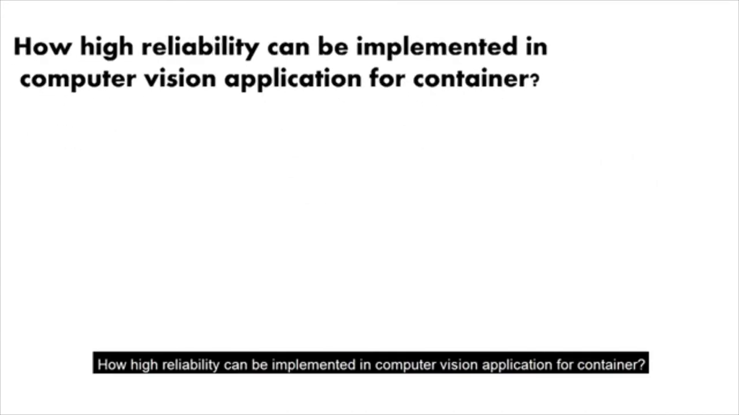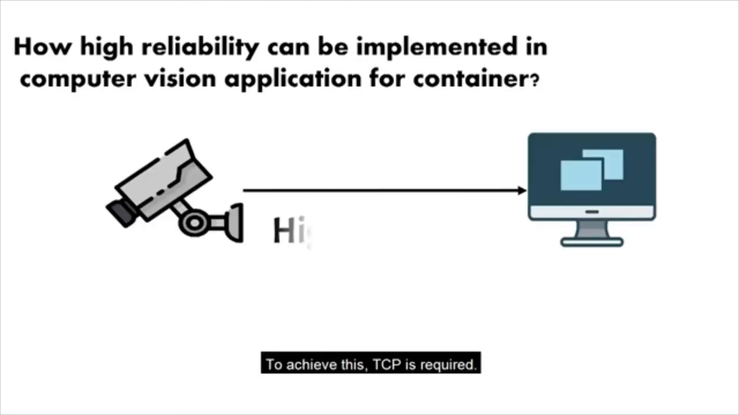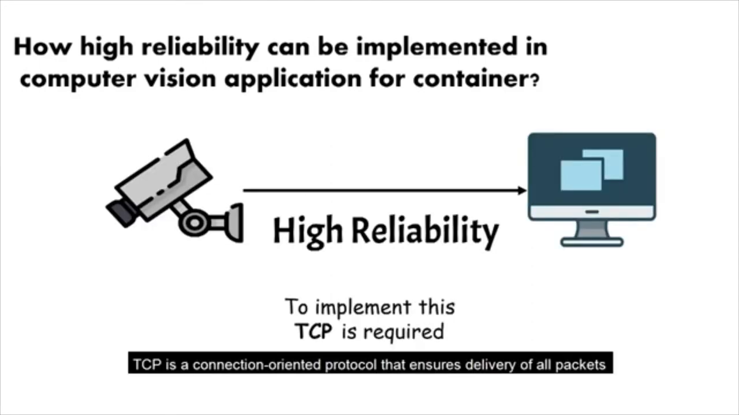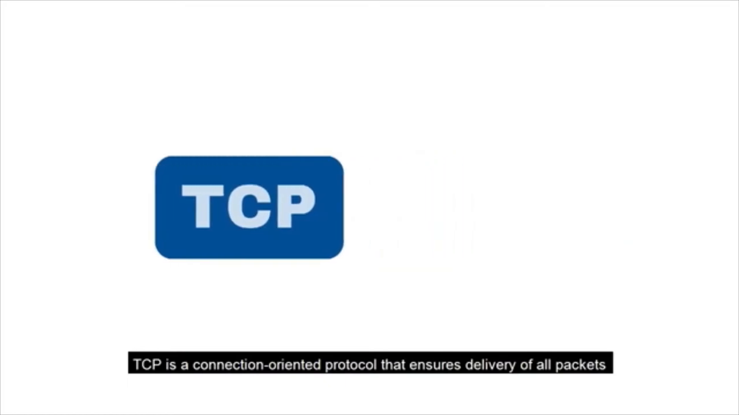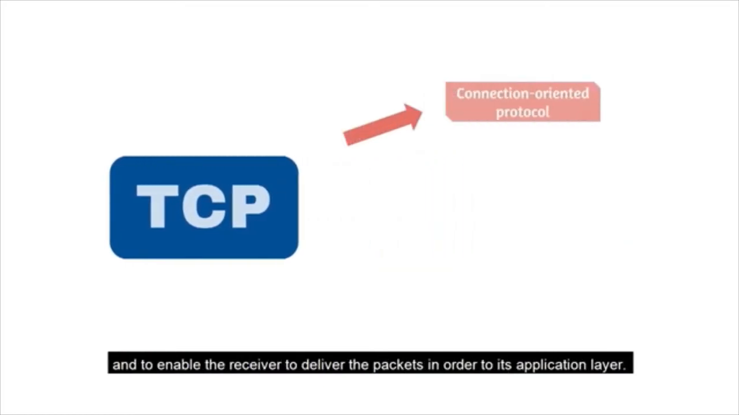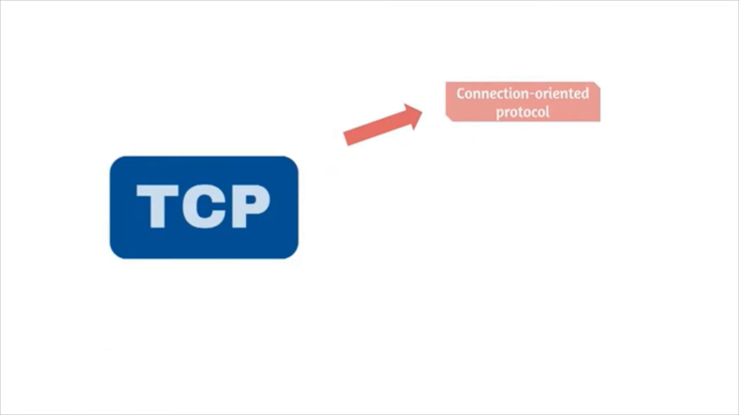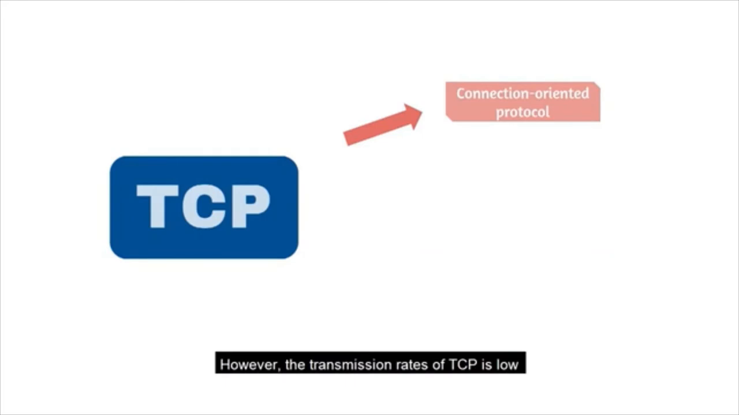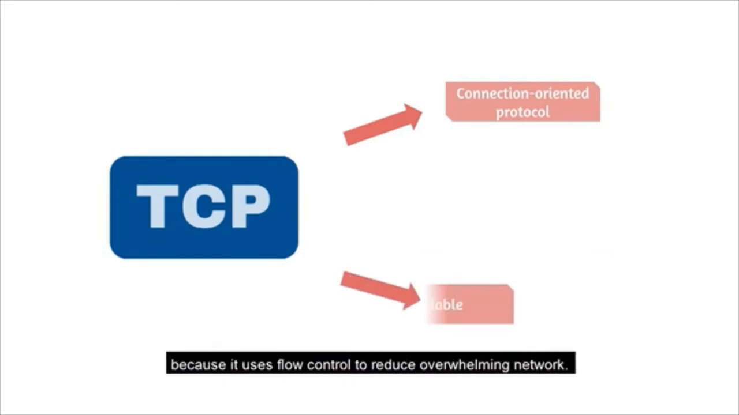How can high reliability be implemented in computer vision application for container? To achieve this, TCP is required. TCP is a connection-oriented protocol that ensures delivery of all packets and enables the receiver to deliver the packets in order to its application layer. However, the transmission rate of TCP is low because it uses flow control to reduce overwhelming the network.